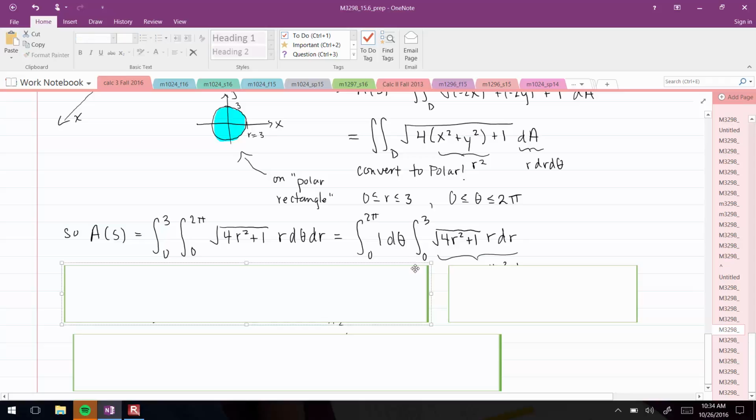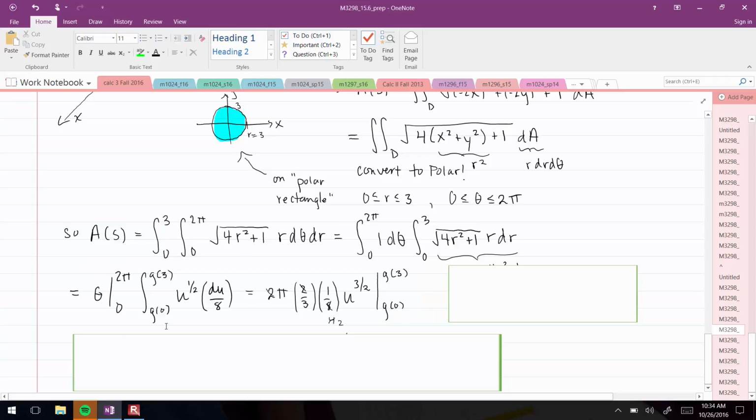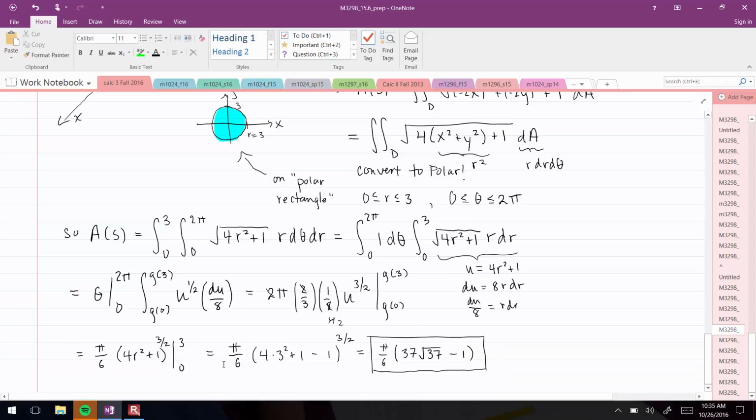So the integral with respect to theta is just theta. Here we want to do a u substitution, where u is 4r squared plus 1. You take the derivative of that, and you get 8r. So then r dr can be substituted as du over 8. That's one way to do that. So my integral is in terms of u now, and I can do it. A lot of simplifying going on. Then I plug back in terms of r, plug and chug, and we get an exact result.